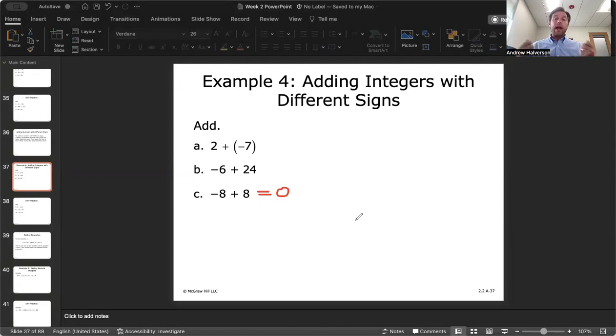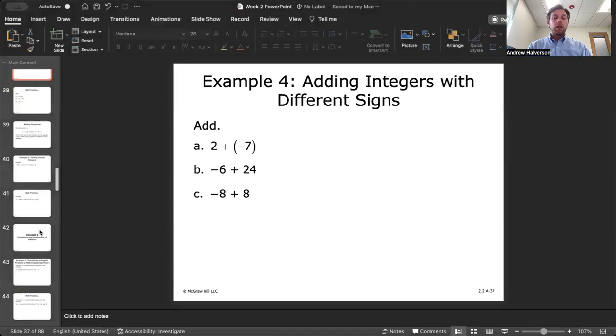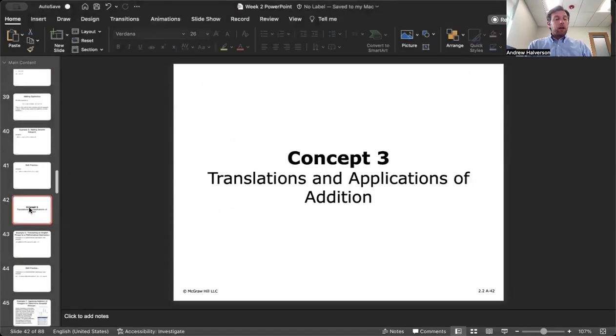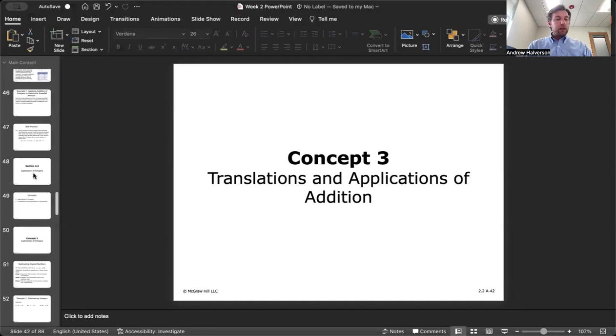But the rule here is when you're adding values of different signs, subtract them like you normally would, and then attach the sign of the larger value. Larger value meaning the one with the highest absolute value, that's the sign you use. Okay, let me jump ahead. Let me go to the other rules.